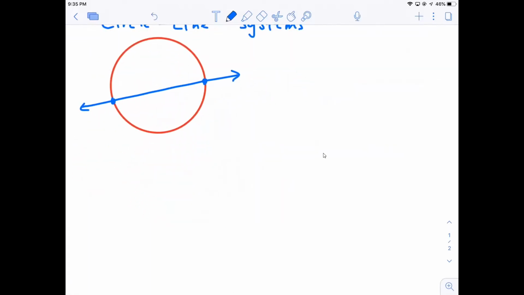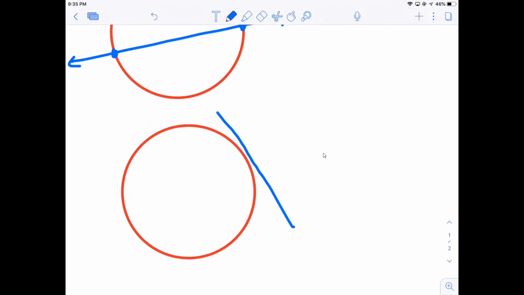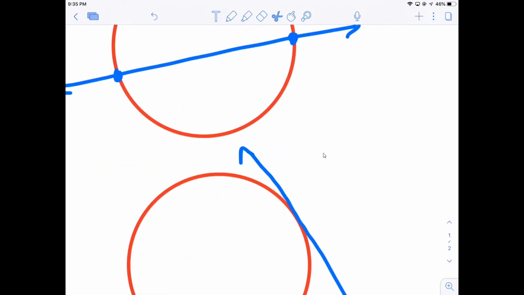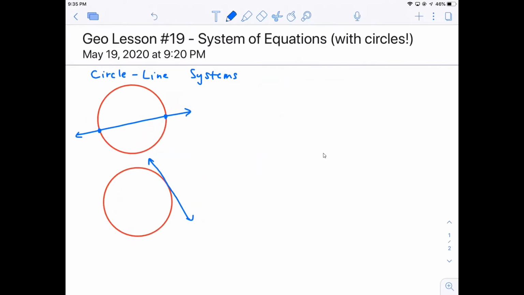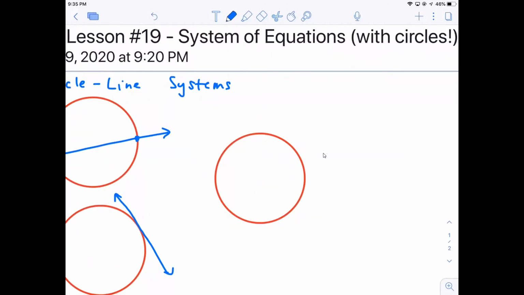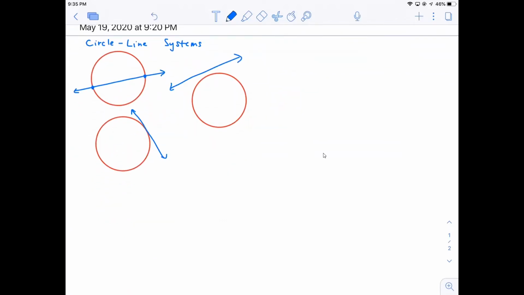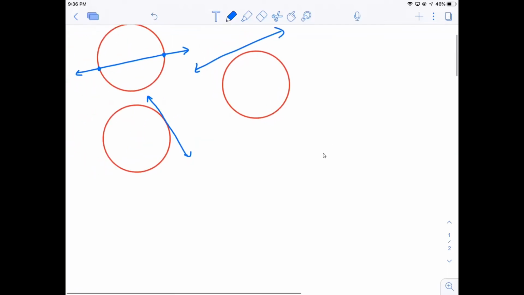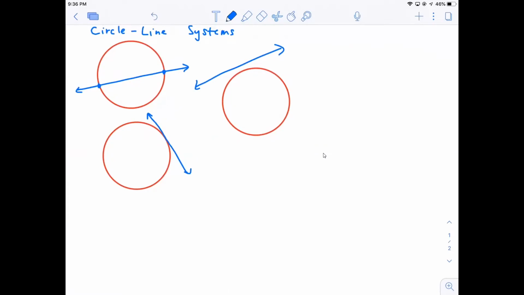A line could also be tangent, so we could have one solution. Let's say the line looks like this. The line could also be vertical or horizontal, and that's also a system. Or, of course, we could have no solutions if the line doesn't intersect our circle. So for these systems, we're going to get 1, 2, or 0 solutions. We can't get infinitely many with a circle-line system.